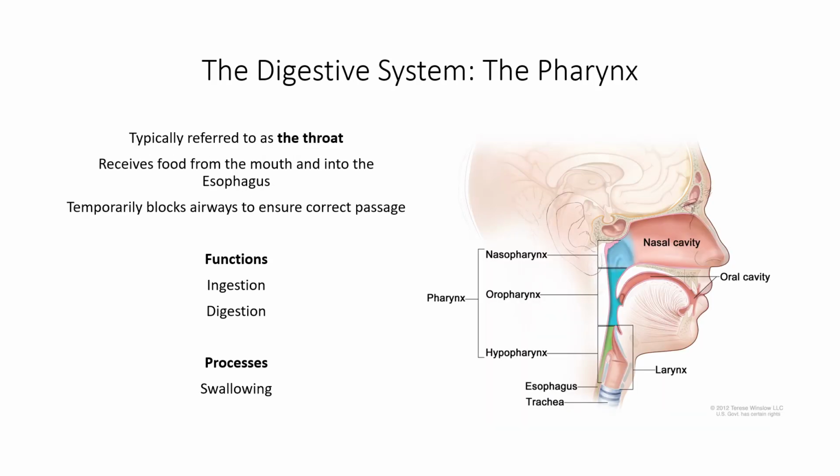So that will bring us on to the pharynx, which is typically referred to as the throat. Not too much to say on the throat. The main function of it is to temporarily block the airways to ensure correct passage into the esophagus. So the pharynx will receive food from the mouth and it will transfer it into the esophagus through temporarily blocking the airways to the trachea. This prevents choking and ensures that food goes straight down into the stomach where it is further digested. So the main process that happens here is swallowing.